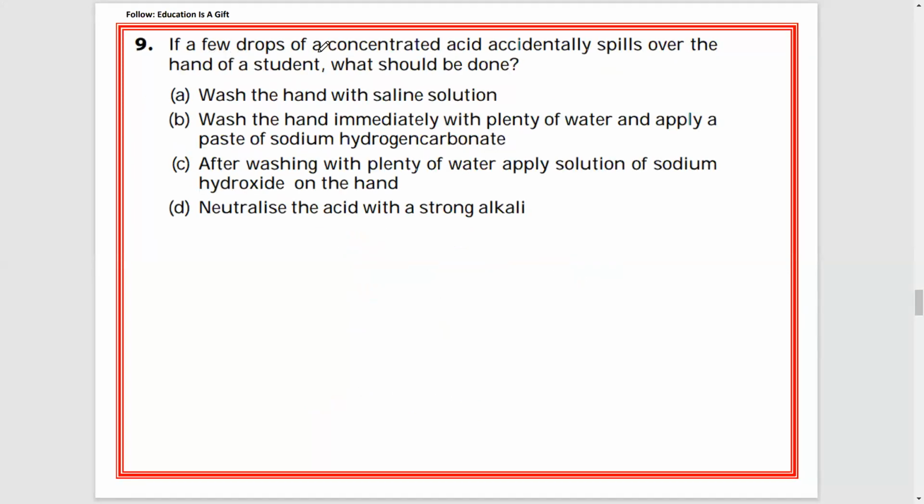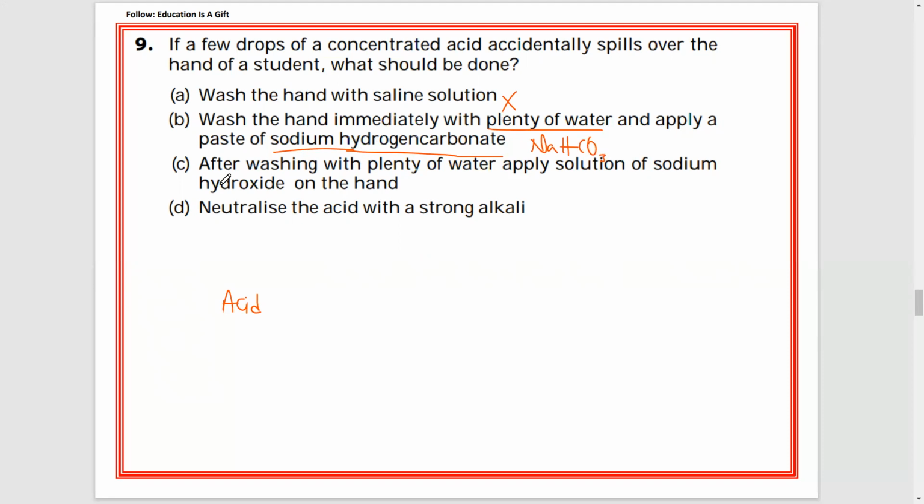9. If a few drops of concentrated acid spill over the hand of a student, what should be done? Wash the hand with saline solution? No, washing with saline solution alone is not the perfect answer. Wash the hand immediately with plenty of water. Yeah, we need to use a huge amount of water to remove the acid traces on skin, and apply a paste of sodium hydrogen carbonate, NaHCO3, it seems.